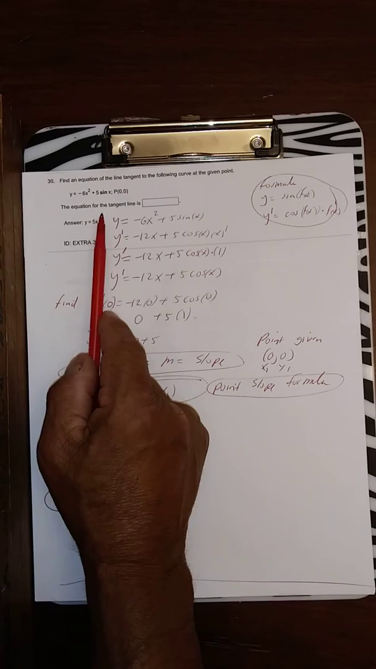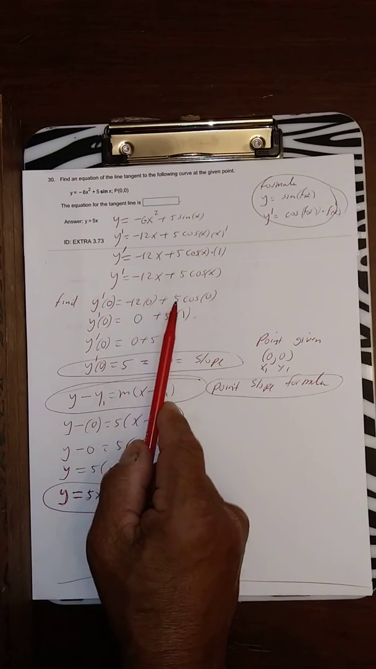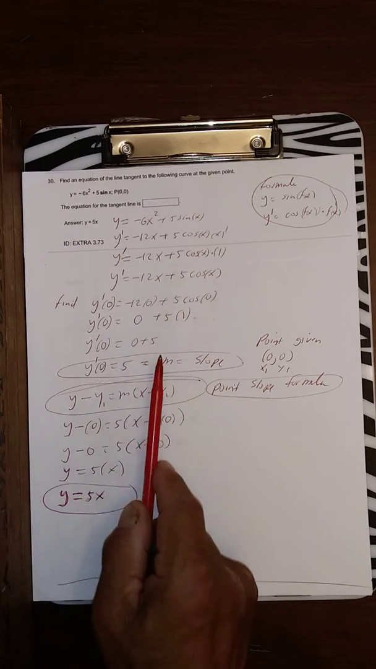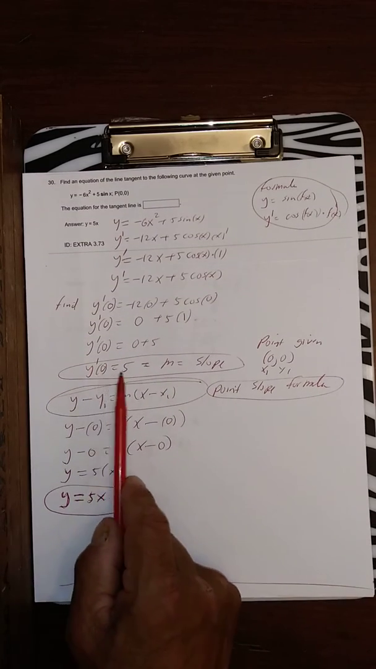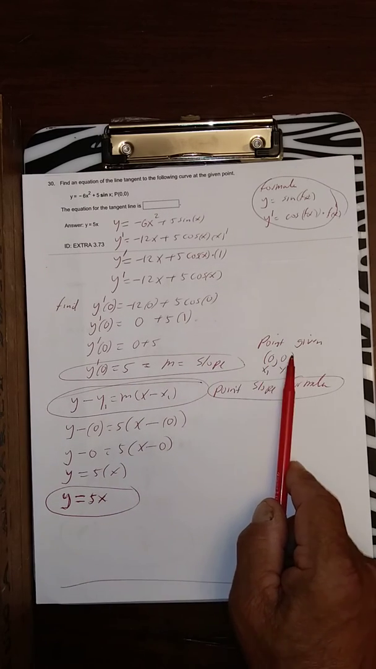Now put the number in there, 0. y prime of 0 is negative 12 times 0, plus 5 times cosine of 0. So we have 0 plus 5 times 1, which is 5. So y prime of 0 is 5, which means m, that's the slope. And we have a point, (0, 0).